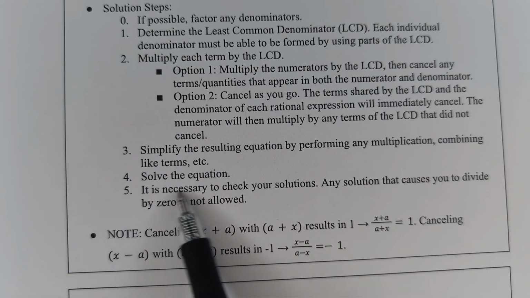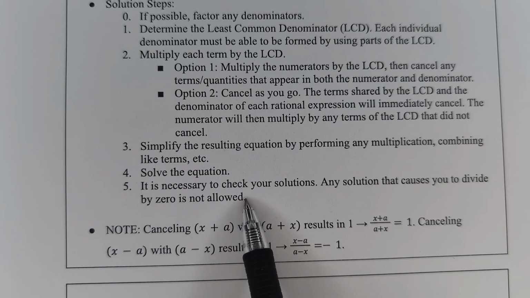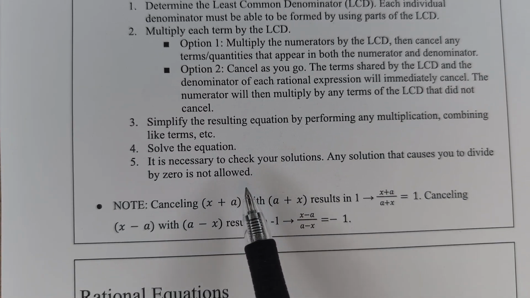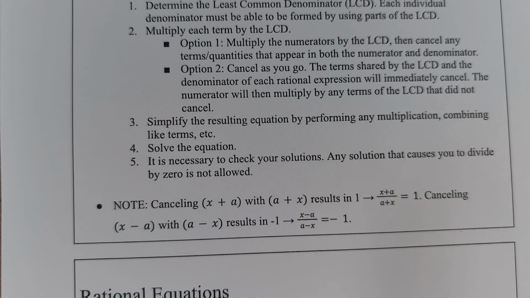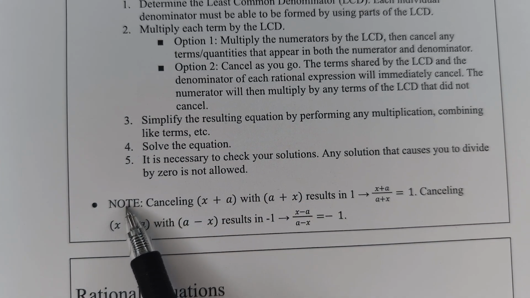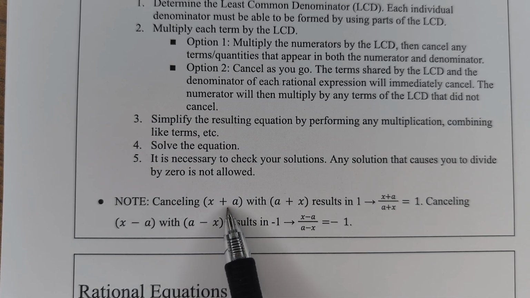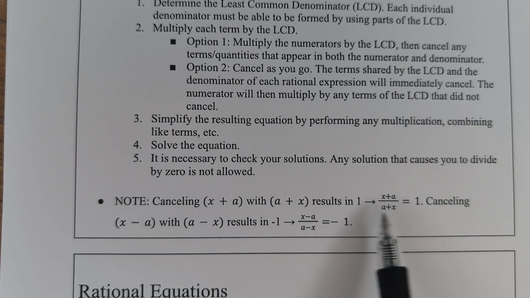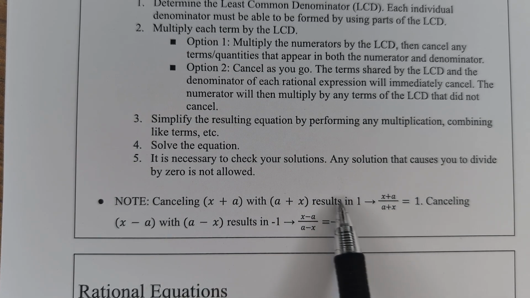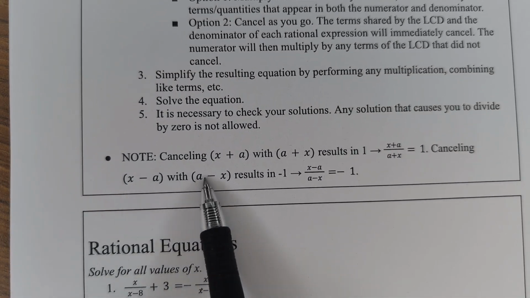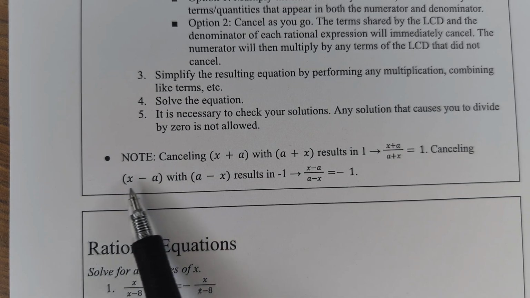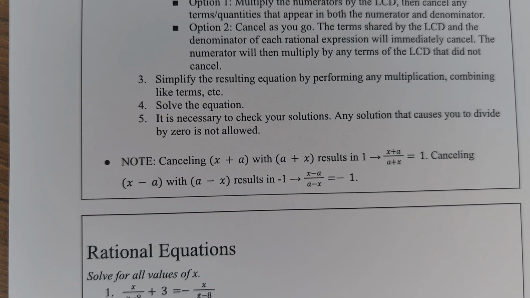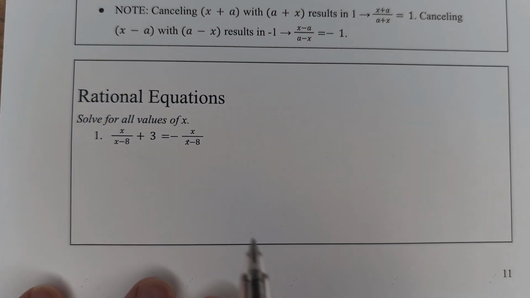For step 5, we do have to check our solutions. Because we have fractions, we are not allowed to divide by 0. So in the case that our solution causes us to divide by 0, we can't actually use that value. Just a note on canceling: x plus a number and a number plus x can cancel with each other. They'll give you 1, so like x plus 2 and 2 plus x, that's the same thing. For subtraction, you can cancel them, but because they're in opposite orders with a negative sign, you cancel and get -1 instead. Okay, so looking at our examples.